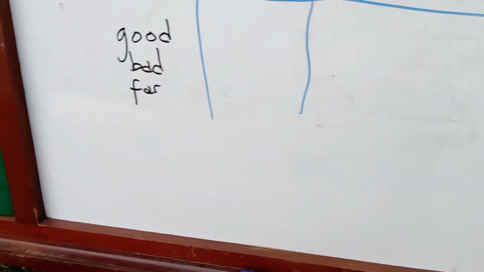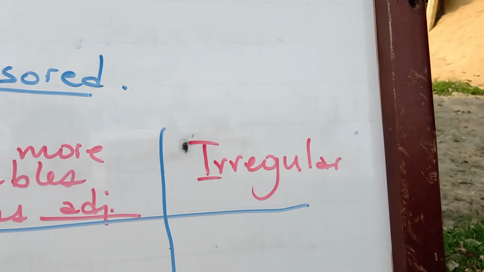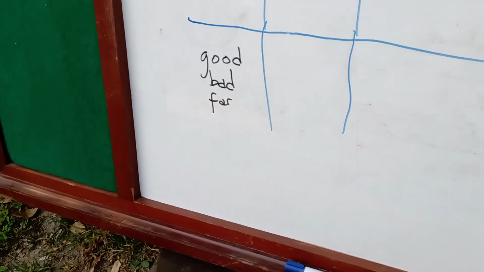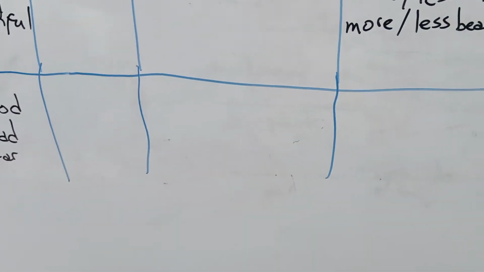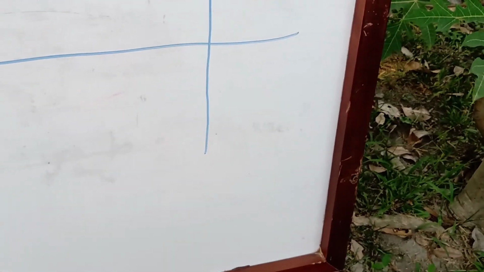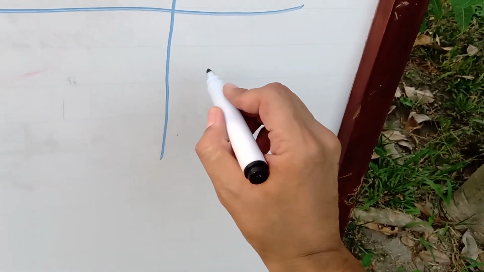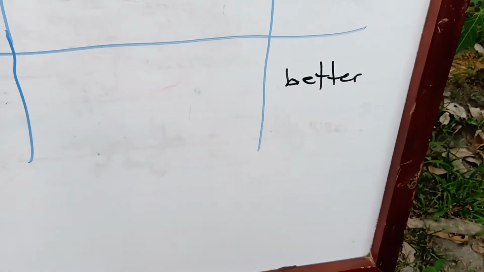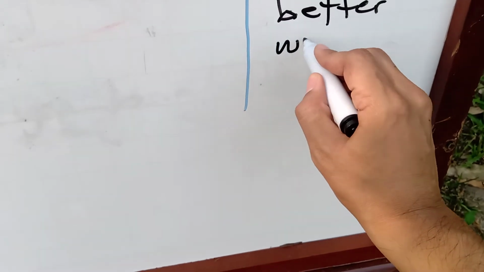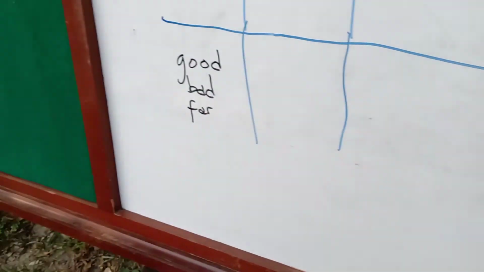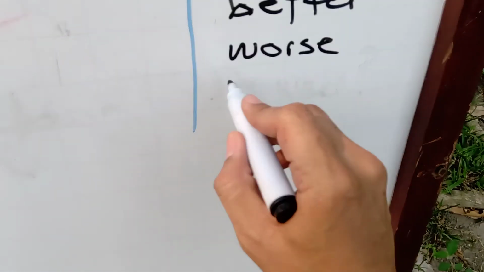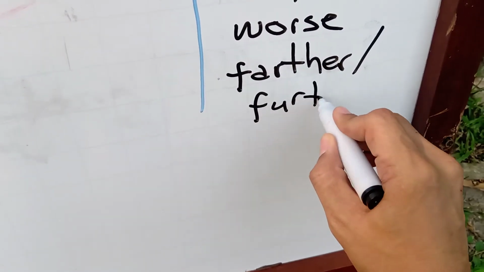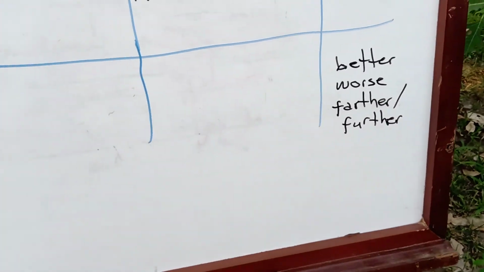Good, bad, far. They are irregulars. That means that they don't follow a pattern. They don't follow a rule. So, for good, we are not going to say gooder. Gooder is not correct. What we're going to say is better. For bad is not better. For bad is going to be worse. And for far, that is distance, we have two options. Farther or further.